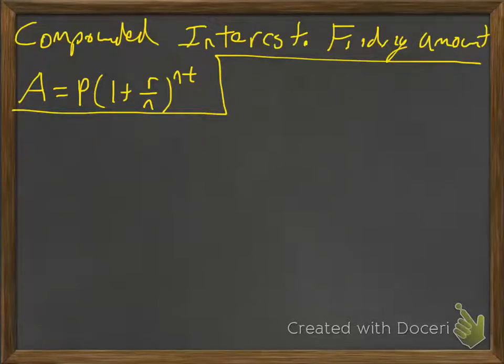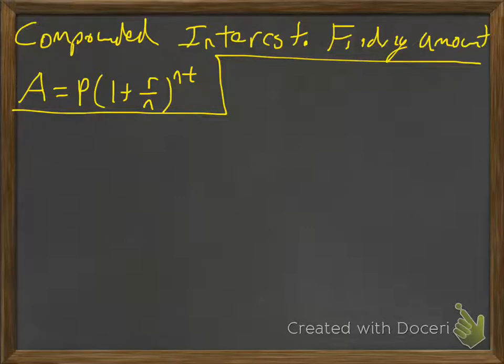Compounded interest, and how do I find the amount? Now this is probably the most straightforward of the compound interest problems. You have your formula. A is your amount equals your principal, which is your starting amount you deposit or starting amount of your loan, times the quantity 1 plus your interest rate as a decimal, divided by n, and n is the number of compounds per year, and then raised to the n, which is again number of compounds per year, times t.